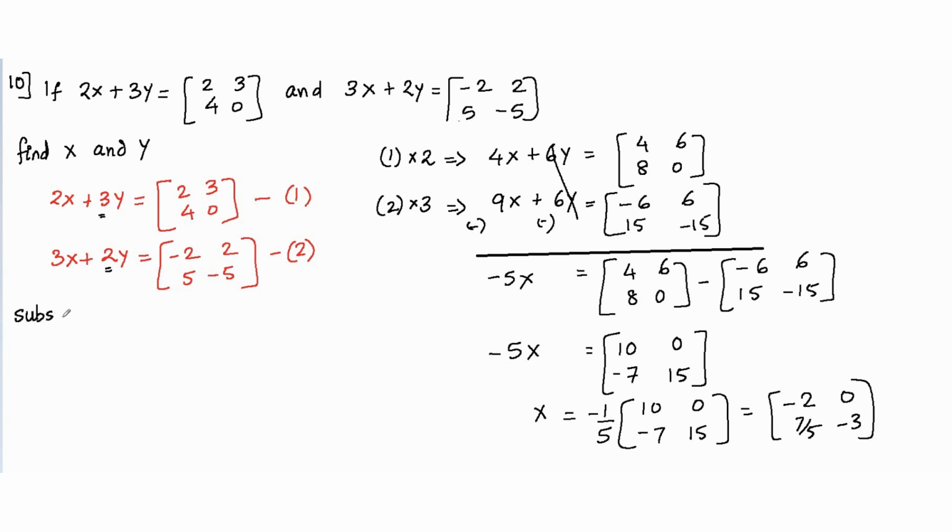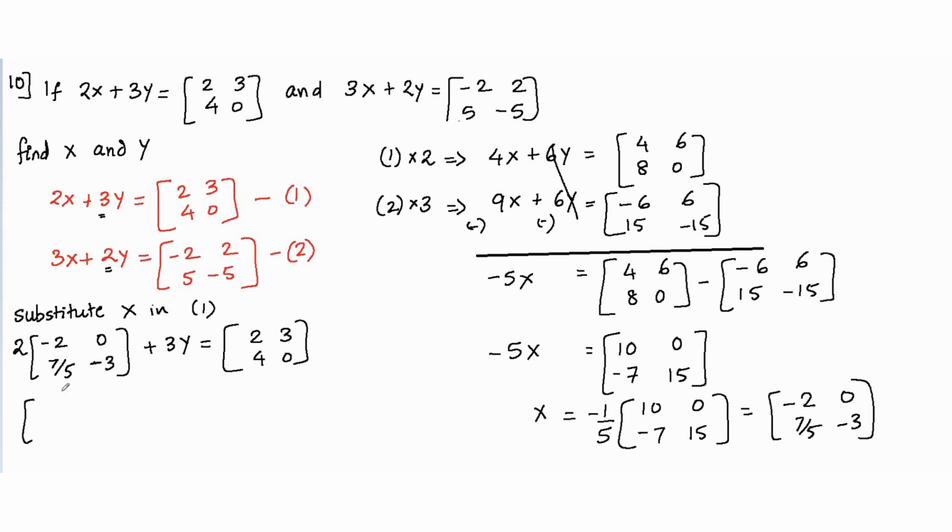So let's substitute x in, say, the first equation. So 2 times x is going to be 2 times [-2, 0; 7/5, -3]. This is the matrix x, plus 3y equals [2, 3; 4, 0]. So I get 2 times negative 2 is negative 4, 0, 14 by 5 and negative 6 plus 3y is equal to [2, 3; 4, 0]. So now I can find the value of y.